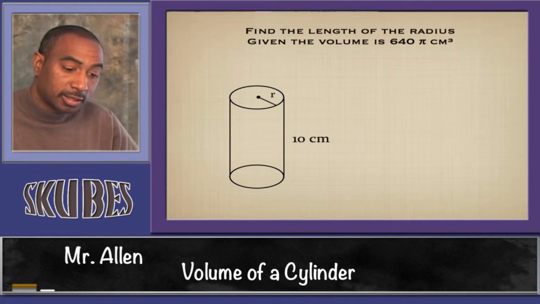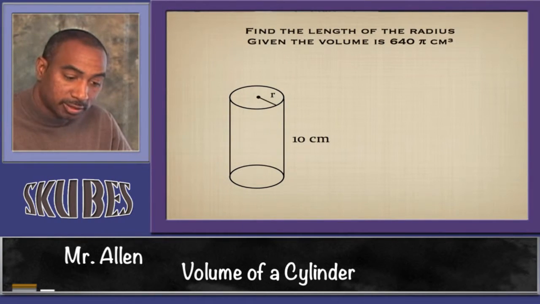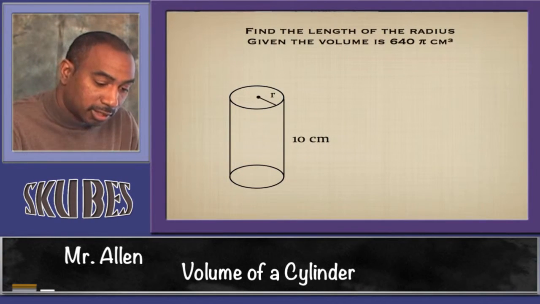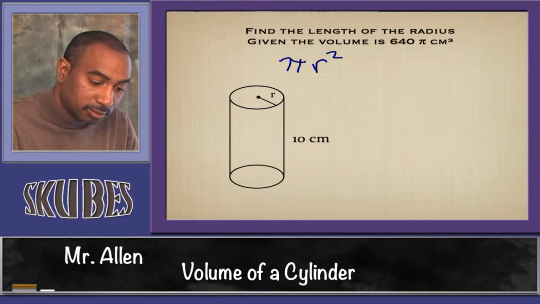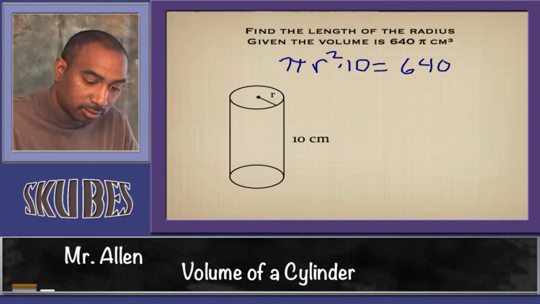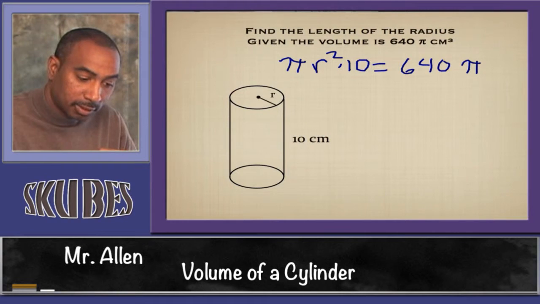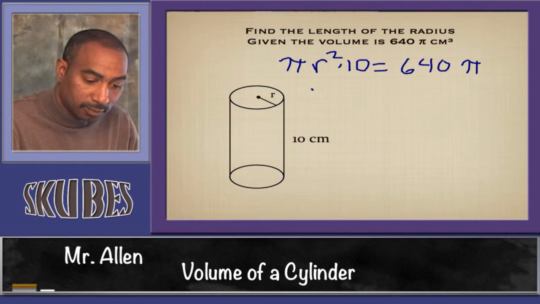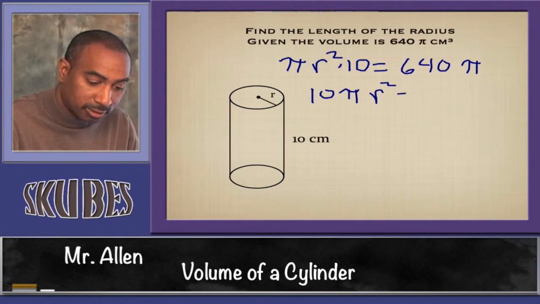Find the length of the radius, given the volume is 640 pi cubic centimeters. We don't know what the radius is, but you're given the height is 10. So again, you're going to say pi times the radius squared, but you know the height is 10. So you're going to say times 10 equals 640 pi. All right, so you're going to have 10 pi, put that together, radius squared equals 640.